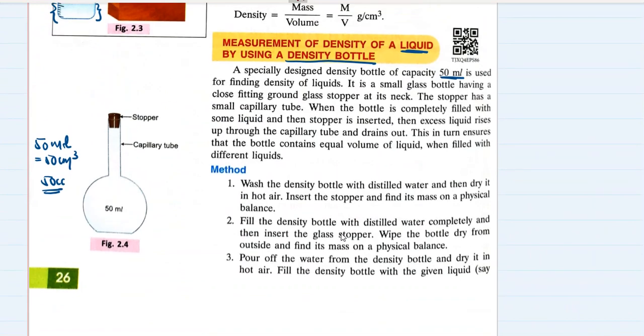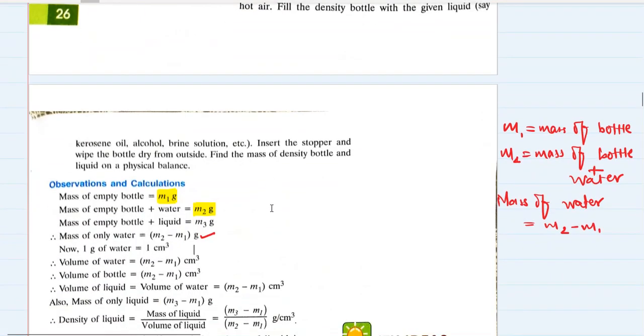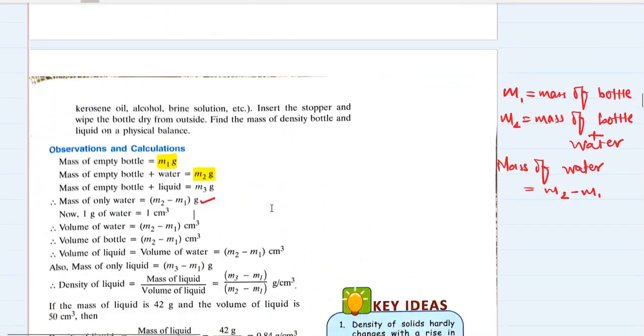Third step: now pour off the water from the density bottle and dry it in hot air. Make sure all the drops of water which were there in the density bottle are dried completely, and your density bottle is now completely empty. And now fill the density bottle with the given liquid, say kerosene, oil, alcohol, or brine solution. Brine solution is salt solution. Then insert the stopper, wipe the bottle dry from outside and find the mass of the density bottle and the liquid on the physical balance.